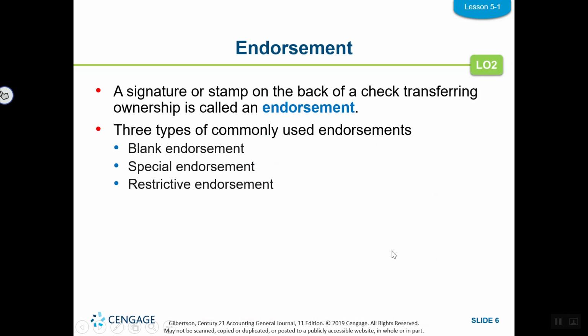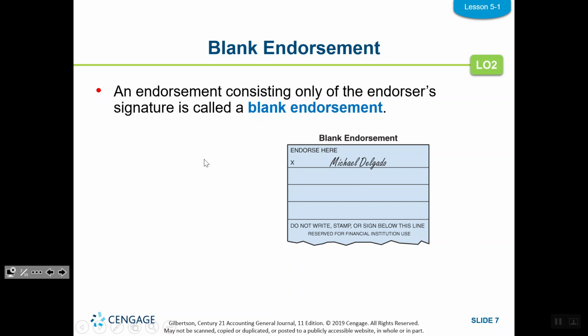Now when you deposit a check, you have to do what's called an endorsement. An endorsement is a signature or a stamp on the back of the check transferring ownership. There are 3 types of endorsements. First, you have a blank endorsement. A blank endorsement is an endorsement consisting only of the endorser's signature. So all you're going to do is sign your name.